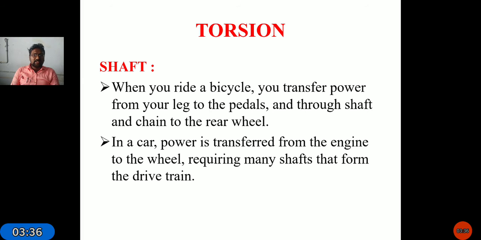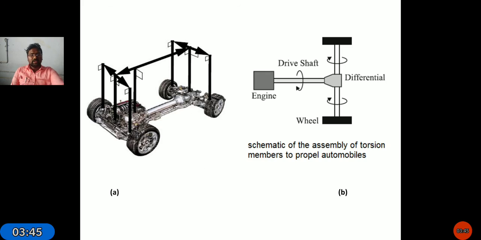In this case the power is transferred from the engine to the wheel, requiring many shafts that form a drive train. Next, observe this example. This is a vehicle with front wheel and rear wheels. Here we have the engine. The power from the engine is transferred to the rear wheels with the help of a shaft. That is the need for a shaft. Whenever we give force at the input area, some amount of force will develop in the input section. The same amount of power will transfer to the rear wheels.